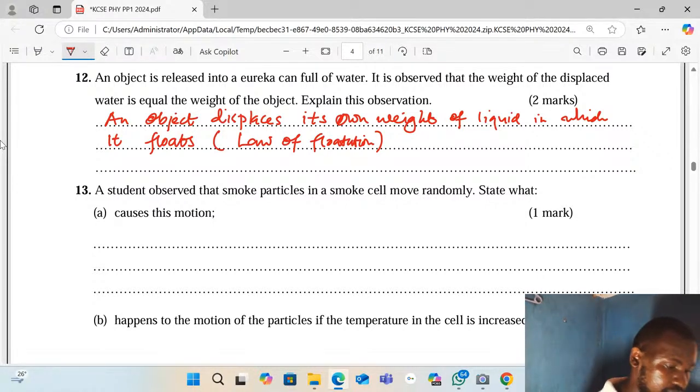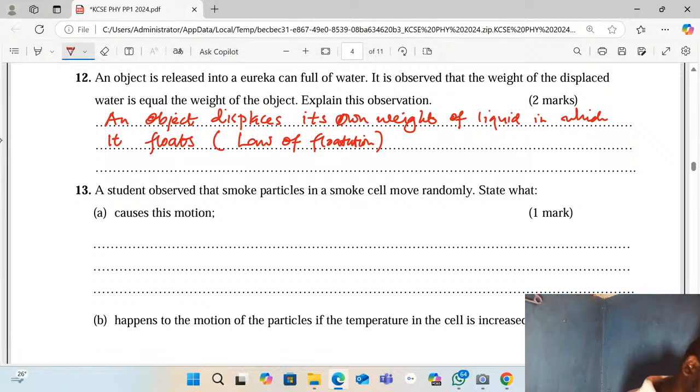A student observed that smoke particles in a smoke cell move randomly. State what causes this motion. And number two, what will happen to the motion of the particles if the temperature in the cell is increased? So what causes this motion of the particles is that, remember that we have invisible air particles that are in a random motion. Then they are the ones that will cause this motion.